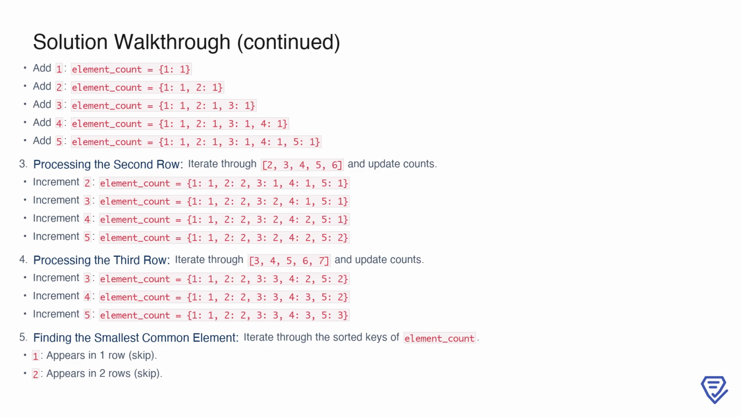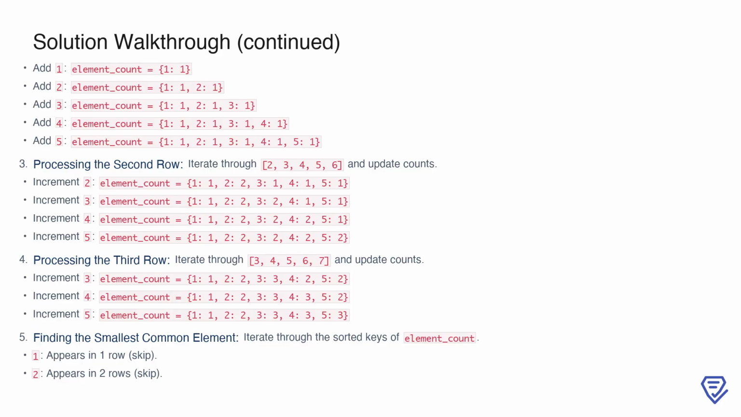Finally, we process the third row, 3, 4, 5, 6, 7. Again, we increment the counts for elements that are already in element_count. For 3, 4, and 5, their counts increase to 3, while 6 and 7 are ignored. After processing all rows, the final state of element_count is 1:1, 2:2, 3:3, 4:3, 5:3. At this point, we've captured how many rows each element from the matrix appears in.